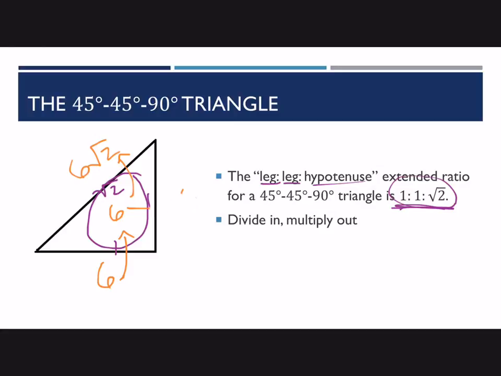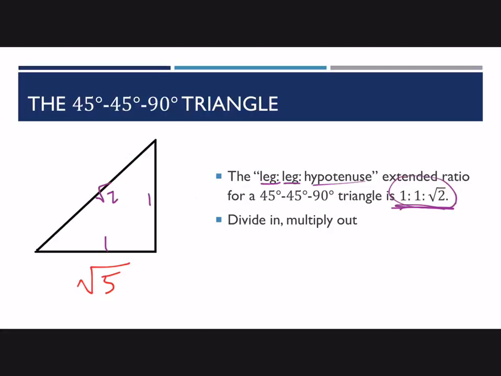We could try it with maybe a square root. So let's say that one of the legs is square root 5. Then you would divide by 1, so you would get square root 5. Multiply out. Square root 5 times 1 is square root 5. And then multiply out. Square root 5 times square root 2 is square root 10.